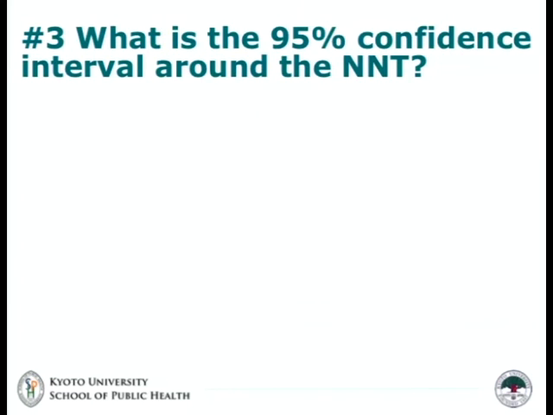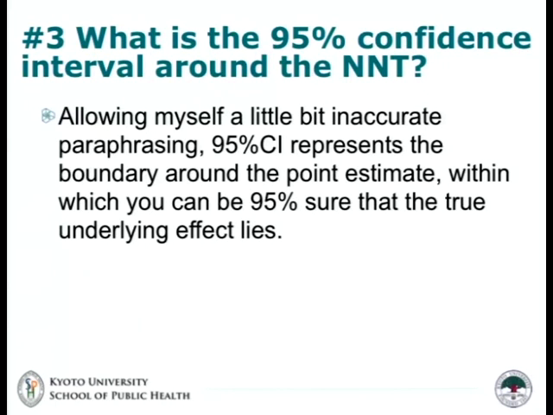The third step in quantifying the treatment effect is calculating the 95% confidence interval around that NNT. Allowing myself a little bit inaccurate paraphrasing, the 95% confidence interval represents the boundary around the point estimate within which you can be 95% sure that the true underlying effect lies.